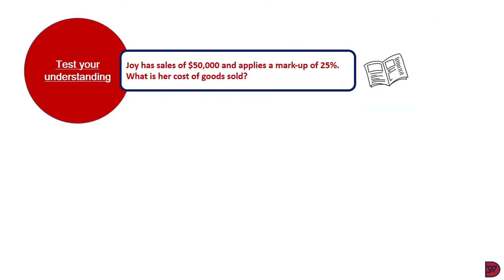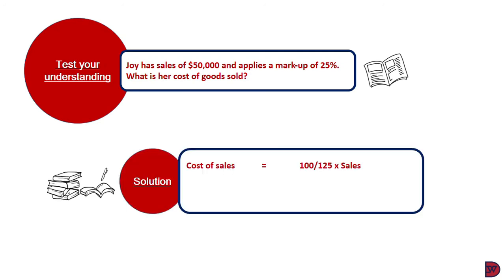The first part of this, test your understanding. Joy had sales of $50,000 and applies a markup of 25%. So what is the cost of goods sold? So now we have the sales figure, we have markup, and we are looking for cost. The cost will be 100 over the addition of 100 plus the markup times the sales. So cost will now be $40,000. If you check the earlier example that we solved, it is $40,000 that we got.